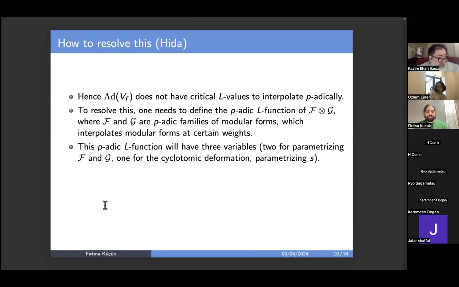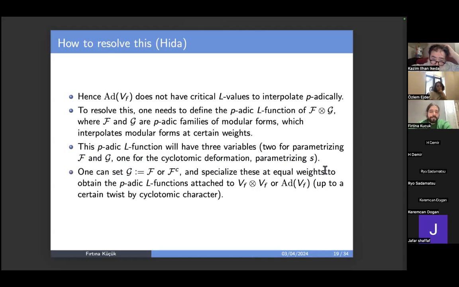And we will define a three-variable p-adic L-function: two variables for parameterizing f and g, the weights of f and the weights of g, and the third one for the cyclotomic deformation, which is parameterizing s. And one can set these families as the same and specialize these at equal weights to obtain the p-adic L-functions attached to this V_f tensor V_f.